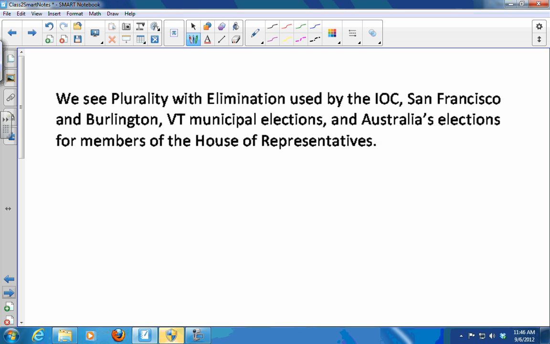So plurality with elimination is used quite a lot also. It's used by the International Olympic Committee, San Francisco and Burlington, Vermont, municipal elections, and Australia's elections for members of their House of Representatives.